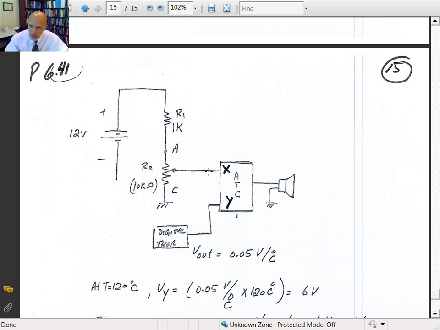V of X is a reference. The voltage at X is a reference voltage that is determined by the setting of R2, which is a 10K ohm potentiometer. So this is your reference, your set value.